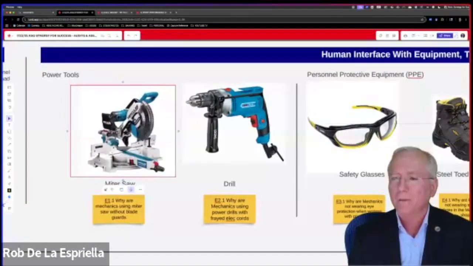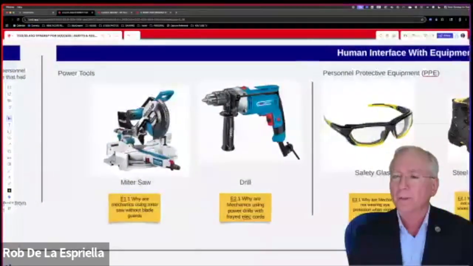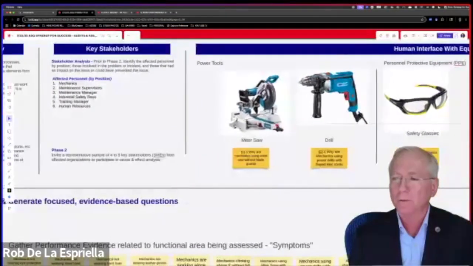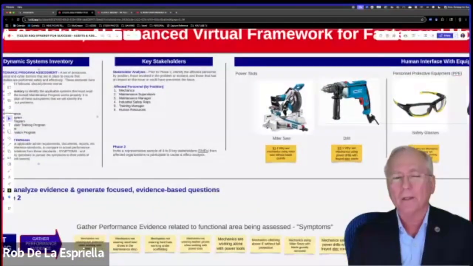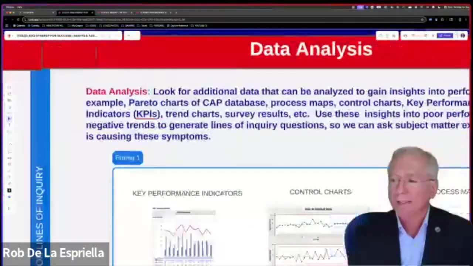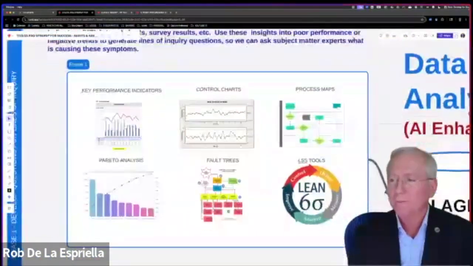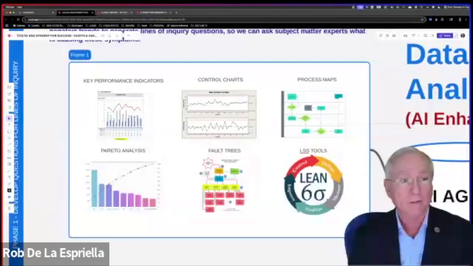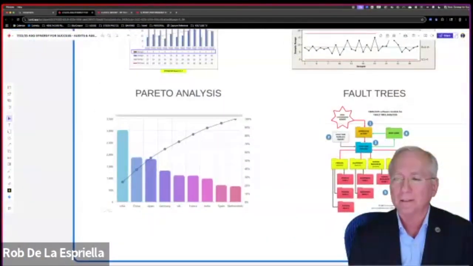Okay. If I interface with pieces of equipment that could hurt me, let's look at the interface with these pieces of equipment. So I can bring those in as well. So I'm gathering information all along the way. And if I have data, I'll talk more about this, but if I have data like key performance indicators, or perhaps I have control charts in place that monitor equipment performance. Perhaps I can get some Pareto analysis of the corrective action program with respect to maintenance shop industrial safety issues.